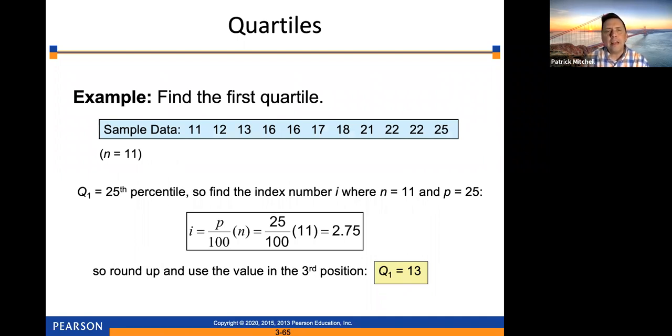If our sample data consists of these numbers ranging from 11 to 25, notice there are 11 of them. Q1 is the 25th percentile. So the first step is to find the index number for n equals 11, p equals 25, which is 25% of 11. 25% of 11 comes out to 2.75. So we'll round that up to 3. And Q1 would be equal to 13 because that's the third number on the list.